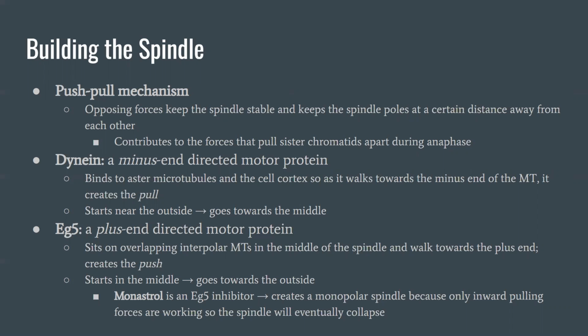Monastrol, I don't know its implications and when you would use it, but I'm sure you could look that up. I don't know if it's medication or just something, but anyways, the spindle will collapse if you have only one of the two, push and pull. So those are just the two things to remember. Dynein pulls, EG5 pushes. Dynein's a minus end, EG5's a plus end.